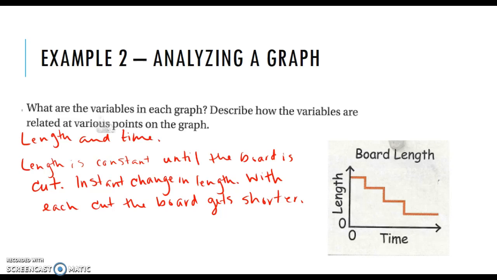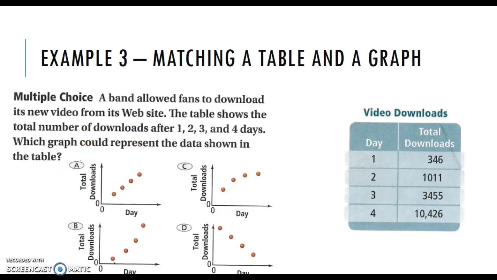So, again, length and time are our variables. Length is constant until the board is cut, and then the instant change in length. With each cut, the board gets shorter. And so that's our description of how those variables relate.